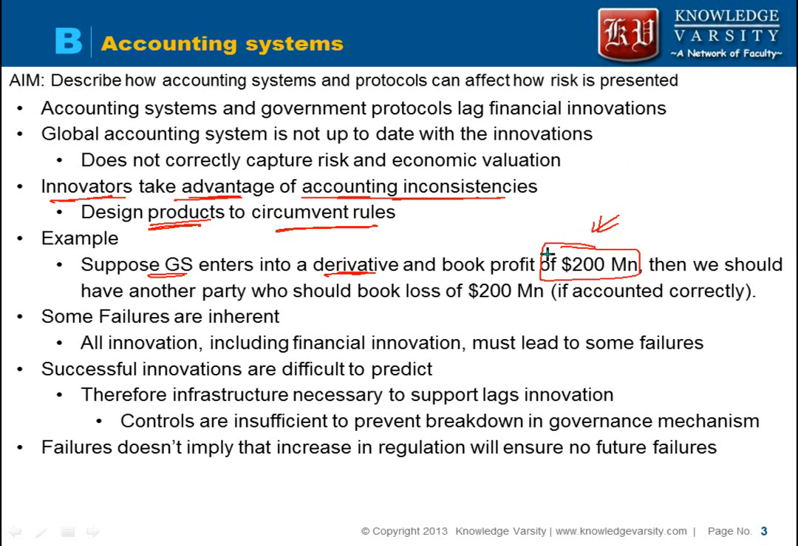Note that we know that derivatives are a zero sum game. So if one party is making money, then there has to be another party who is making a loss, right? So there should be another party booking a loss of 200 million in the same quarter or in the same year. However, it does not happen because of the accounting inconsistency. They may allow you to book the profit, but losses can be postponed to a later period. As a result, it is not correctly capturing the risk of a particular entity, or even of the market. That is because of the accounting inconsistencies.